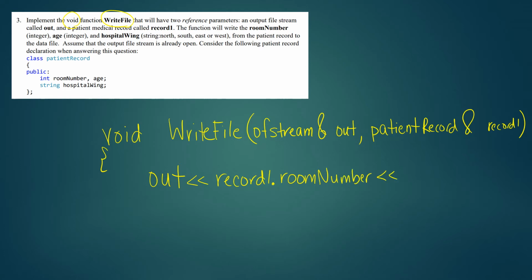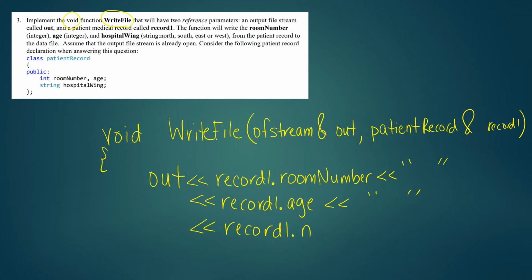Then you probably want to put a space or a new line or something in between it. Record1 dot age and record1 dot name. It's not a name, it's a hospital wing. Probably end it with an end line, but of course in an exam situation, I'm not really going to worry too much about formatting. I'm just testing to see if you know how to do this.